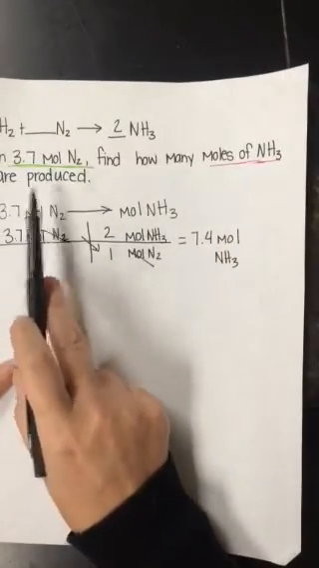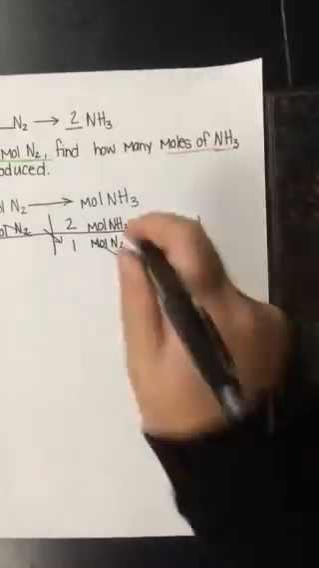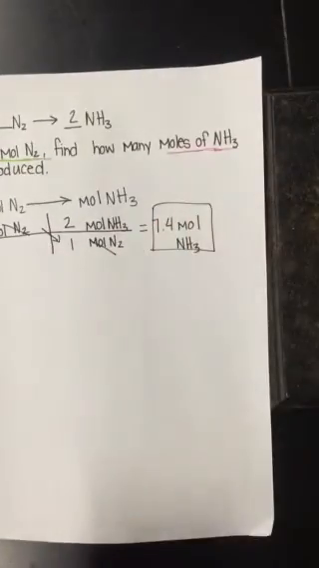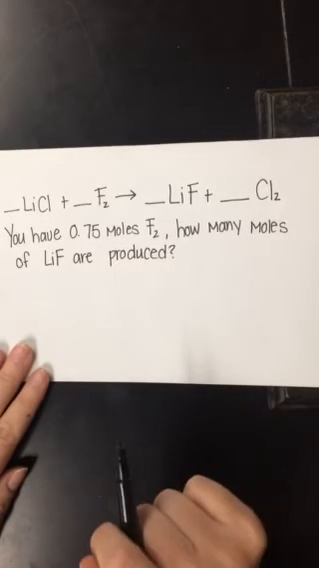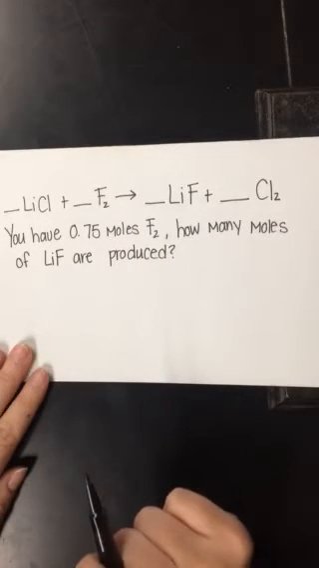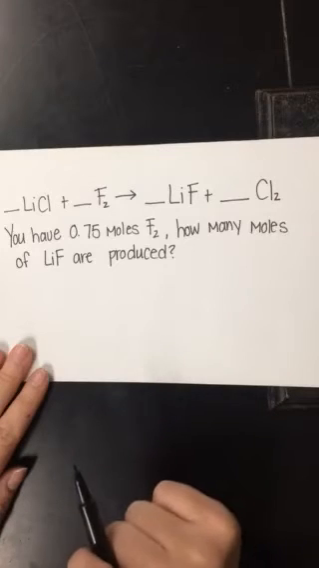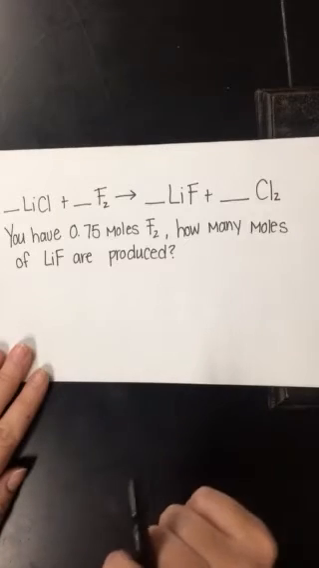We were given 2 sig figs in our problem, and we have 2 sig figs in our answer, so we did it correctly. I have one more example for you. We have this one right here, where we have lithium and fluorine goes to lithium fluoride and chlorine. So go ahead and balance it. Pause the video now and balance it on your own.